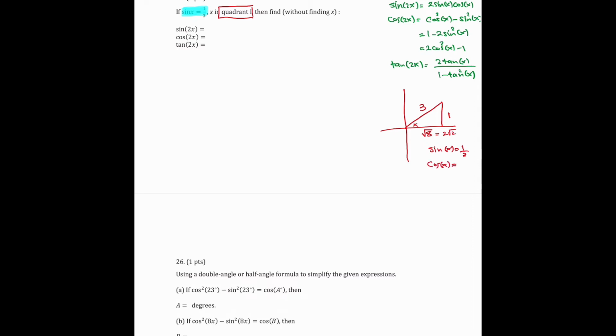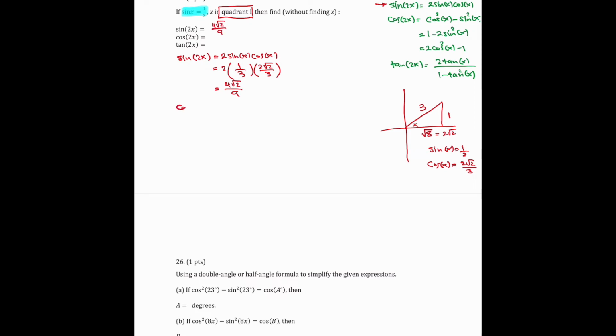Cosine x is adjacent over hypotenuse, which is 2 square root of 2 over 3, or square root of 8 over 3. So sine 2x using this formula is equal to 2 sine x cosine x. Sine x is 1/3, cosine x is 2 square root of 2 over 3. Multiply, and you get 4 square root of 2 over 9. So that is the first answer, 4 square root of 2 over 9.